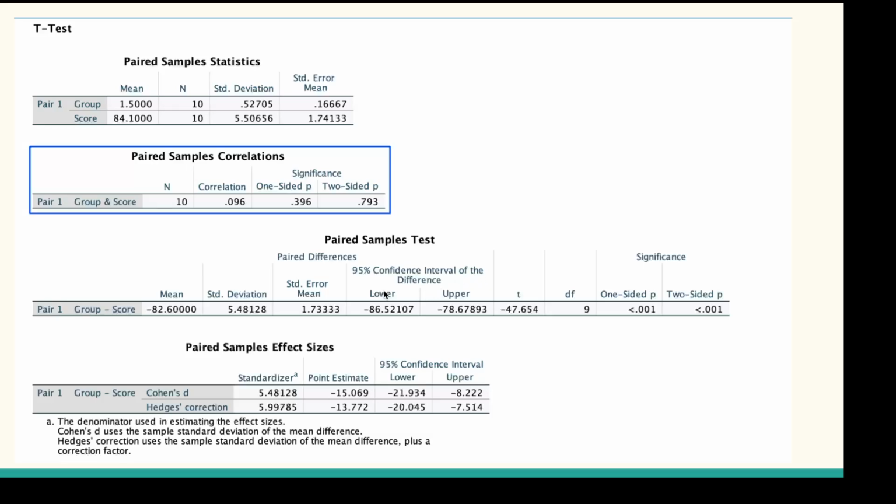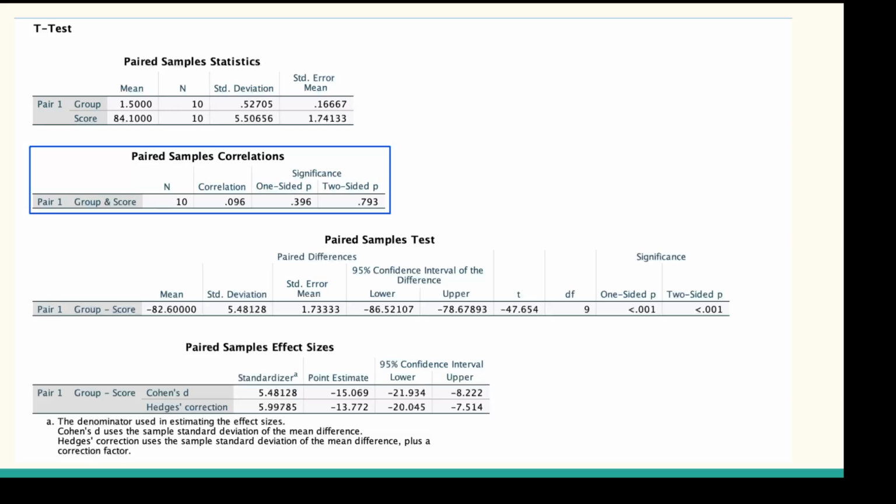Alright, for our paired samples test, the mean difference right here refers to the average difference between the paired scores of the two related groups or conditions. In this case, the mean difference is negative 82.6000, blah blah blah. A negative mean difference suggests that the first condition tends to have lower scores than the second condition on average.